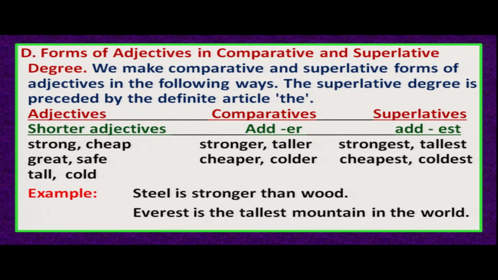Look, strong, cheap, great, safe, tall, cold, these are the adjectives. The comparative degree is stronger, taller, cheaper, colder. And the superlatives are strongest, tallest, cheapest, coldest. So strong, stronger, strongest, cheap, cheaper, cheapest, great, greater, greatest, cold, colder, coldest, like this. And you see the example, last two sentences. Steel is stronger than wood.